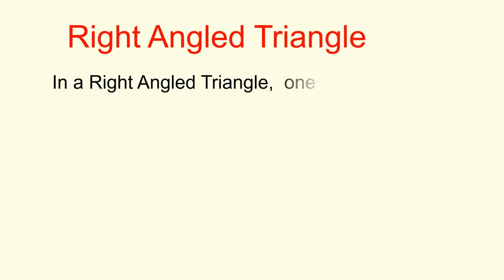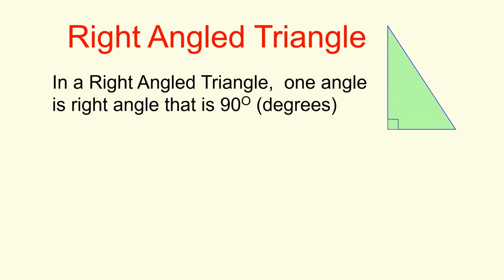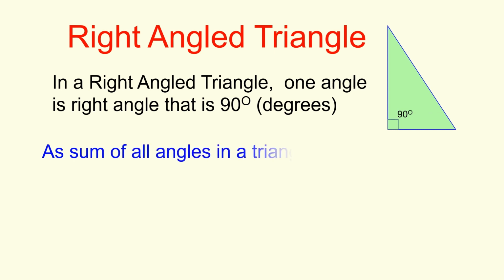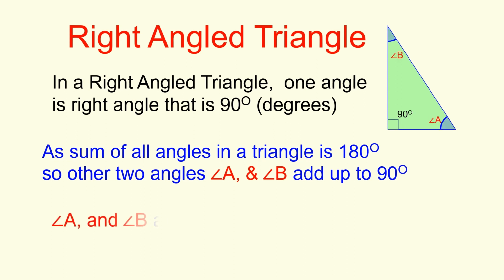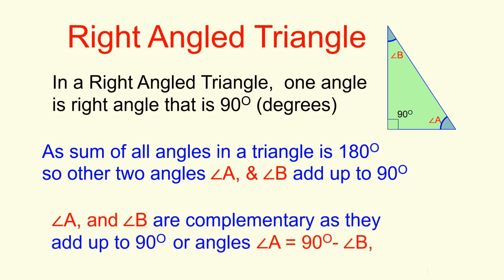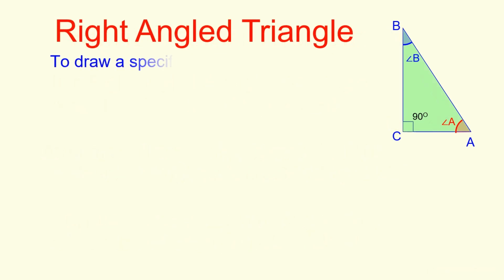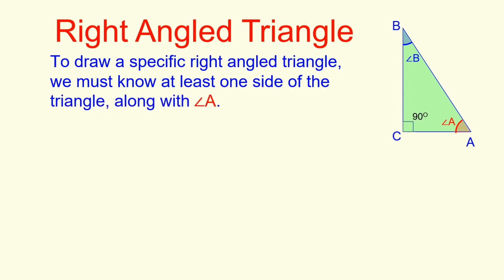Right-angled triangle. In a right-angled triangle, one angle is right angle, that is 90 degrees, as sum of all angles in a triangle is 180 degrees, so other two angles, angle A and angle B, add up to 90 degrees. Angle A and angle B are complementary, or angle A equals 90 degrees minus angle B. To draw a specific right-angled triangle, one must know at least one side of the triangle, along with angle A.